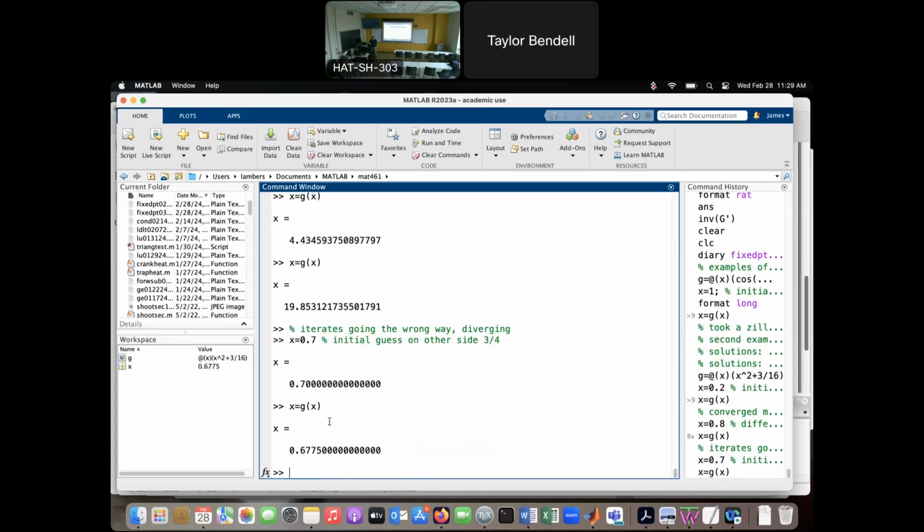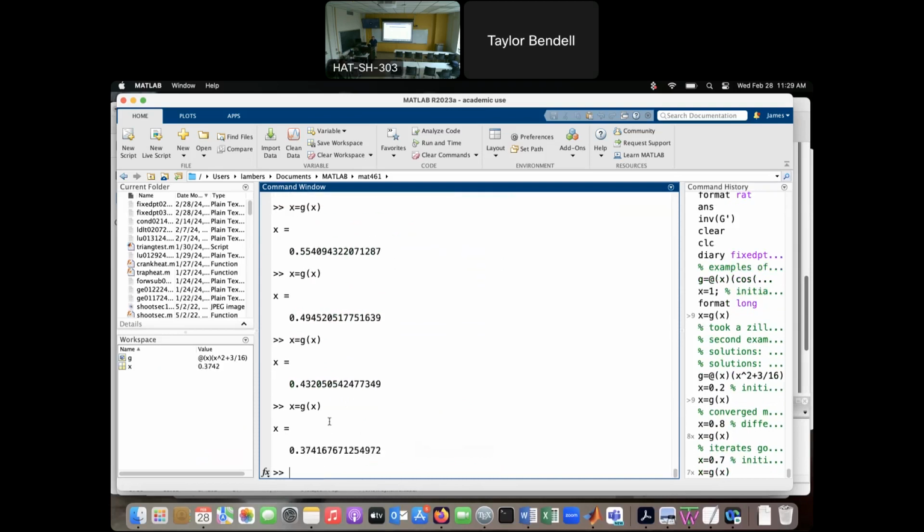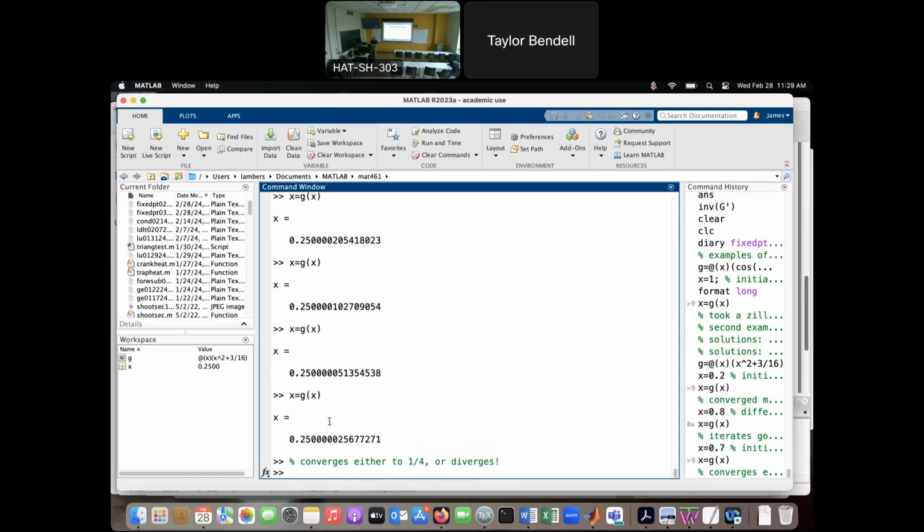So I'll go ahead and do x equals g of x. And it's going the wrong way again, away from 3/4. I was like, what the heck? And then now it's quickly getting close to the other solution, the lesser solution, 1/4. And it'll converge to that. So it converges either to 1/4 or diverges, wherever you plant the initial guess. An initial guess on either side of 1/4 will converge to that one. But if it's greater than 3/4, apparently it diverges.